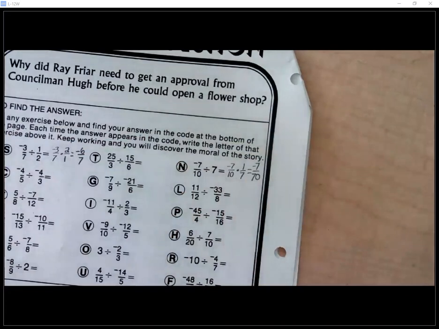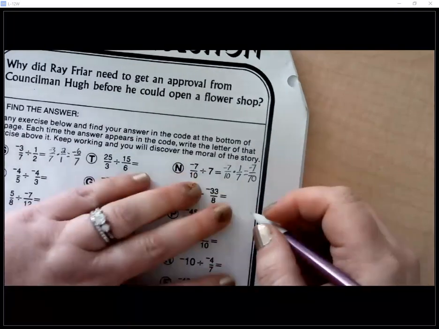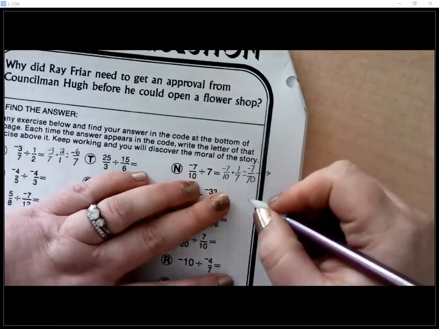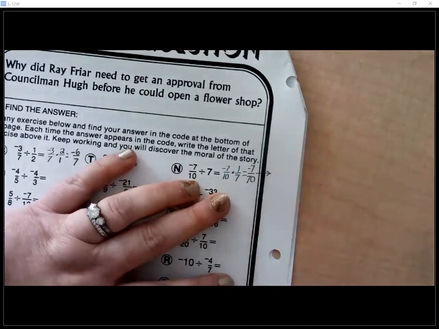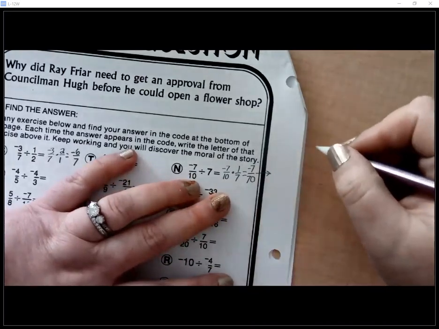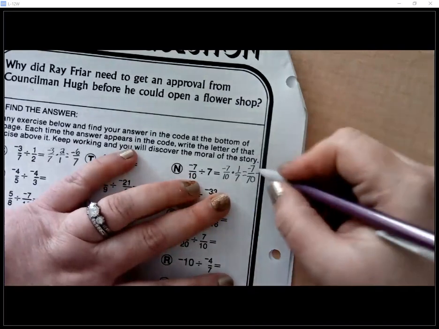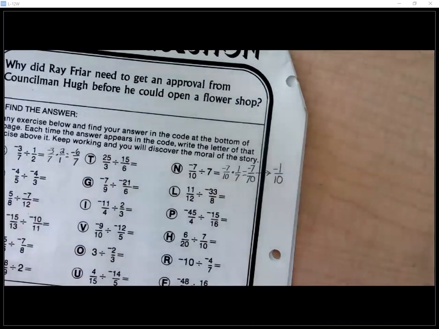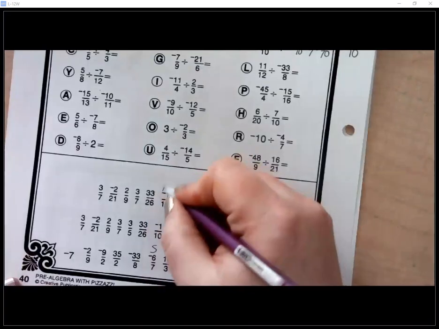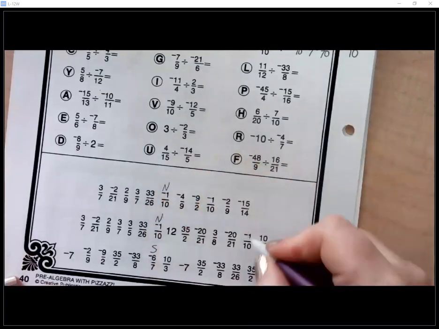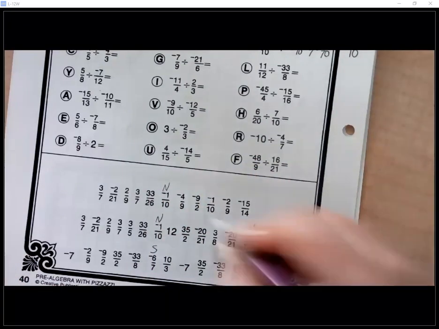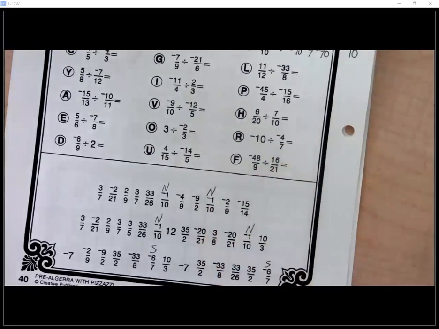So what does that become if you reduce it? What goes into 7 and 70? Yep, Jen, 7 goes in. So we divide both, we get -1/10. Okay, so all the -1/10, let's put an N on those. Well, that was a good one. What is it, 3 of them? Oh, 4. Okay.